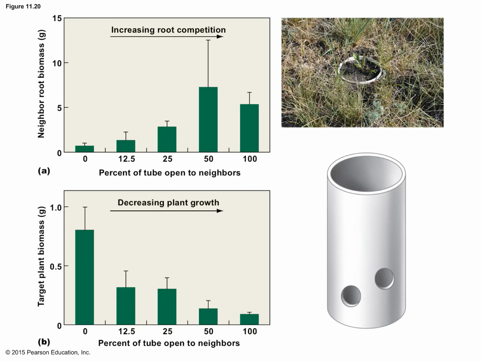Now, what effect did this have on the growth of the plant inside the tube? That guy there. That's what this figure shows. So again, percent of tube open to neighbors, but now you see the target plant biomass. Our target plant is the one inside the tube. Highest biomass was when neighboring roots could not get into the tube and compete. And so again, as our competition goes up, we have decreasing plant growth, okay?